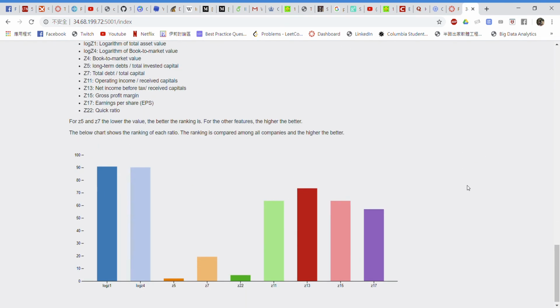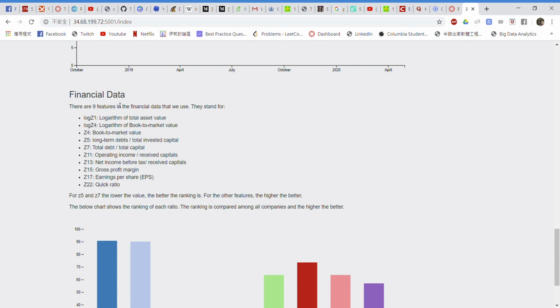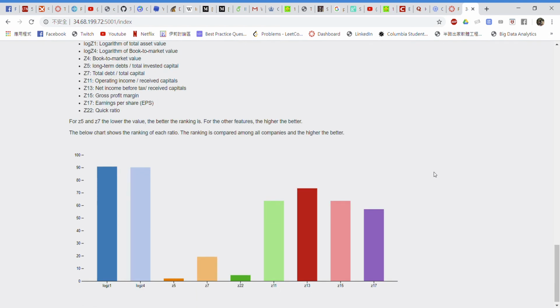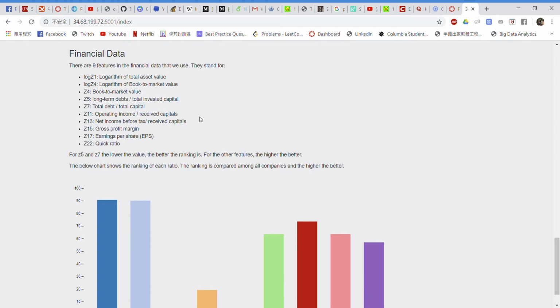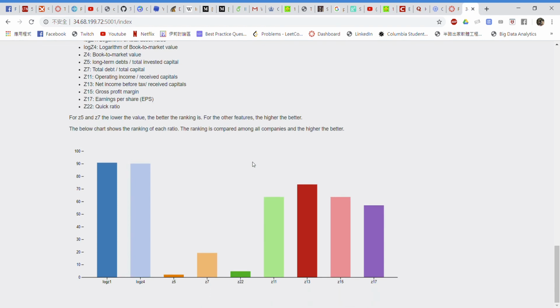And the fourth part is the financial data. There are 9 features in the financial data that we use. So these are the 9 features. I remember for the Z5 and Z7 part, the lower the value, the better. However, this bar chart is for visualization. This bar chart shows the ranking among the companies that we have the financial data for, so the higher means it's performing better.